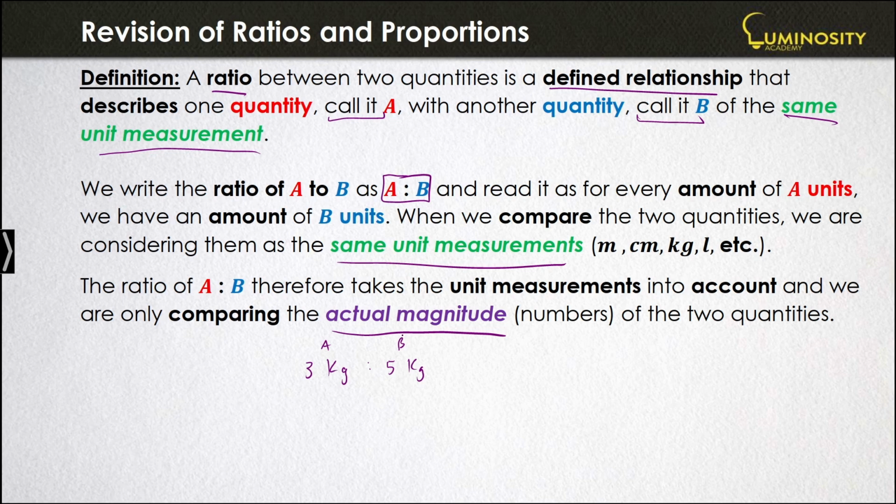For every 3 cups of flour you put in, you need to add 5 cups of rice that goes with it, something like that, right? So you would compare the actual magnitude of the two numbers that have the same unit measurement. So you can drop the unit measurements and just compare the actual magnitude of those two.